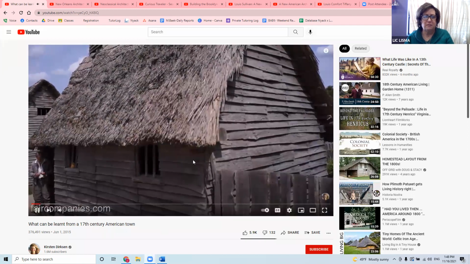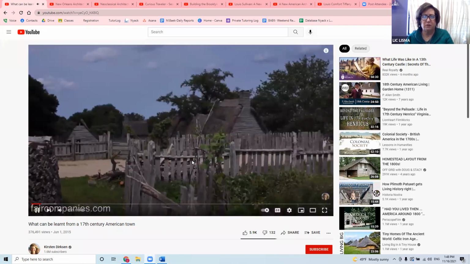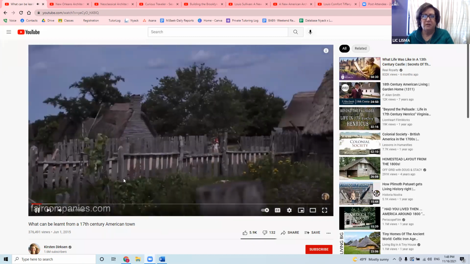Okay, so we're looking at this, again, you're looking at the houses for colonial times. I just want to give you a brief history on that.